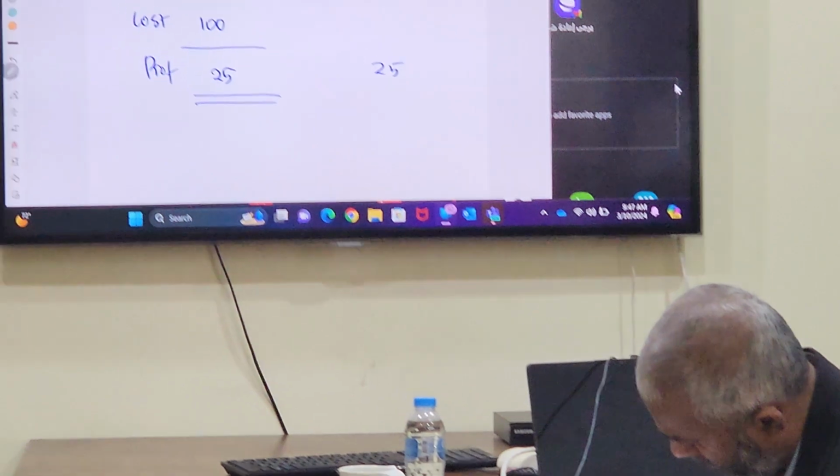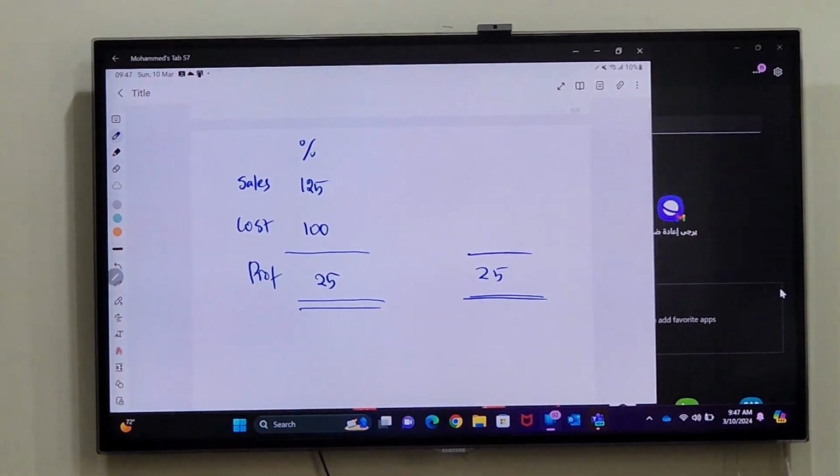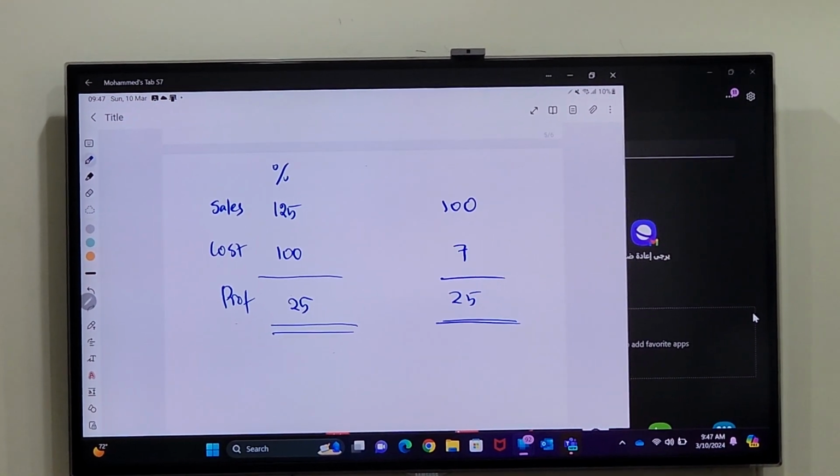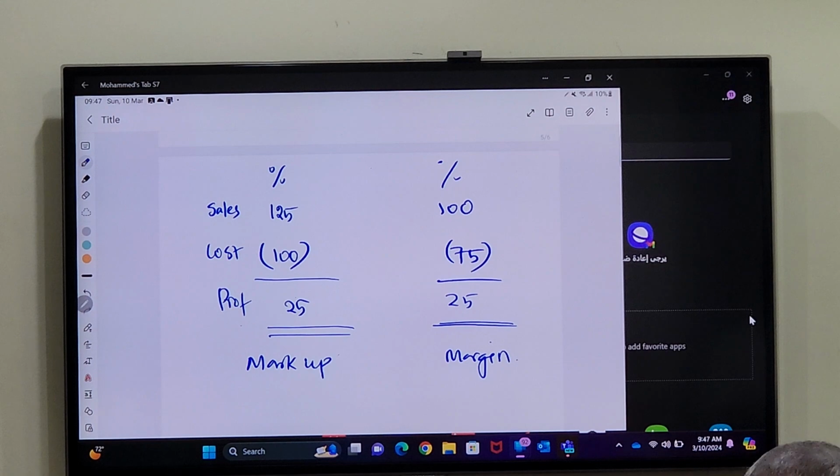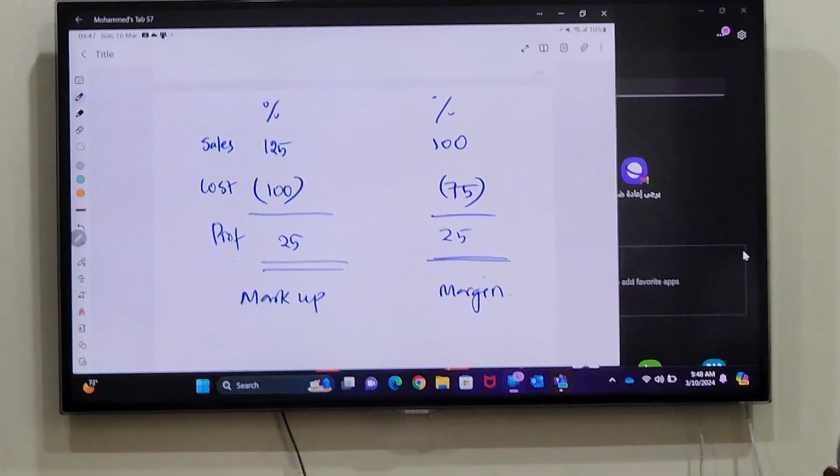When the profit is 25, your sales is 100 and the cost is 75, this is margin, and this will become... Please understand this difference. I will not be able to repeat this again and again. So this has to be registered in the brains of so-called accountants.